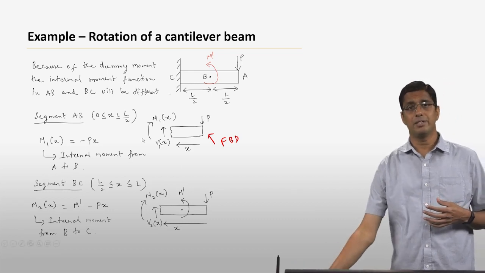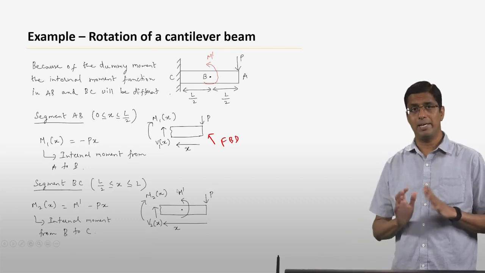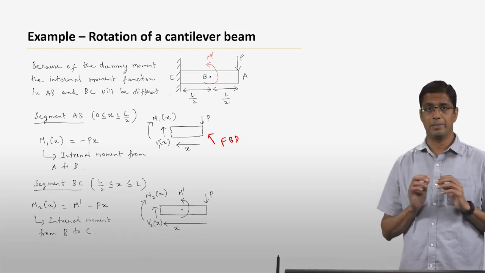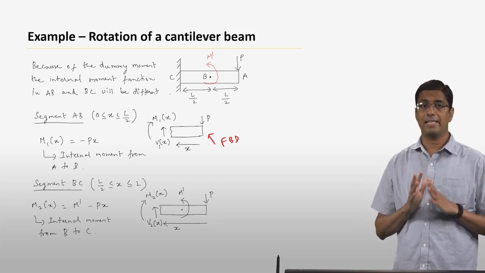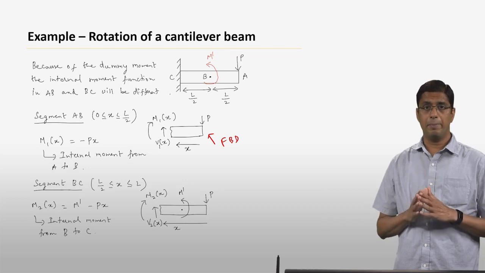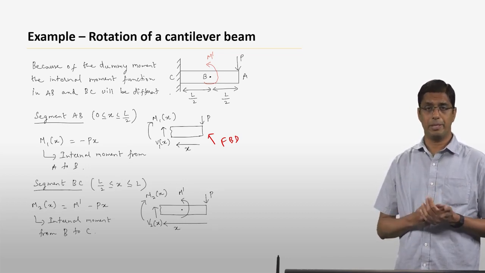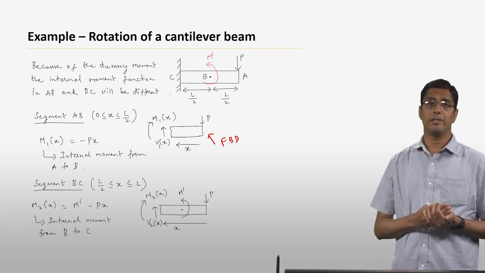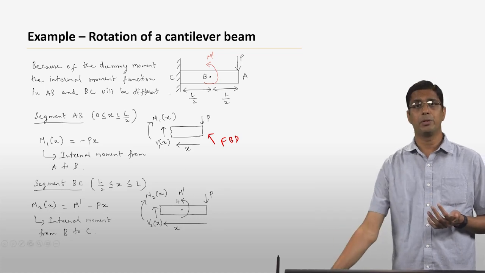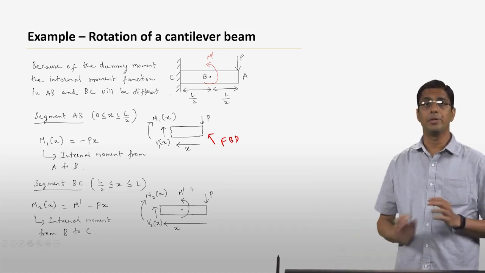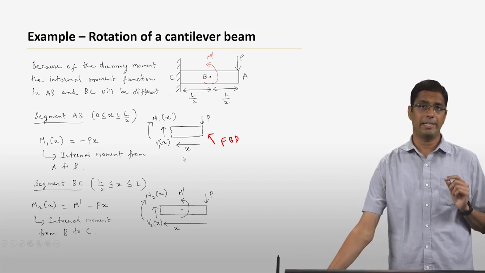Now, if you look at segment BC, the internal moment is going to be somewhat different, and the reason is you have this moment M prime that is acting. I want to pause here for a minute and explain something that is important. This M prime is a dummy moment. It actually doesn't exist. But for the purposes of applying Castigliano's theorem, you have to assume this dummy moment. Now, when you draw the free body diagram and find the moment function, you have to include this dummy moment also in your analysis. You can't ignore it. So that is why you have this dummy moment M prime acting at point B.